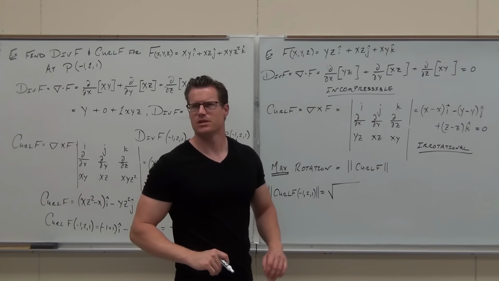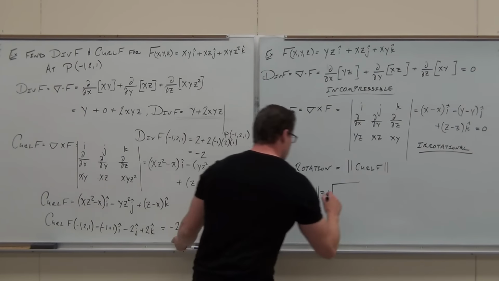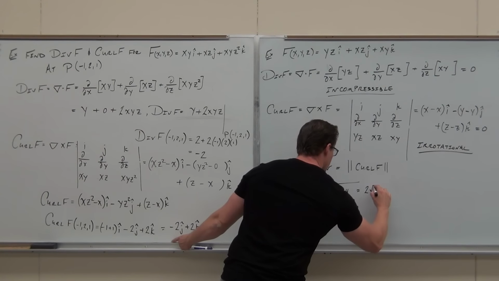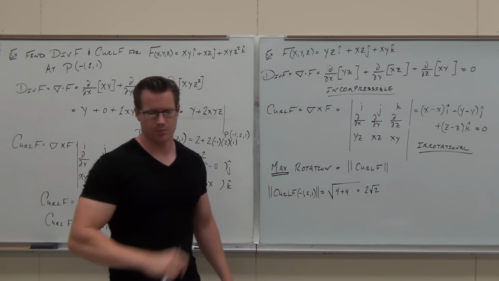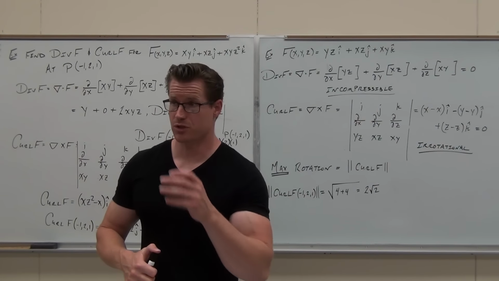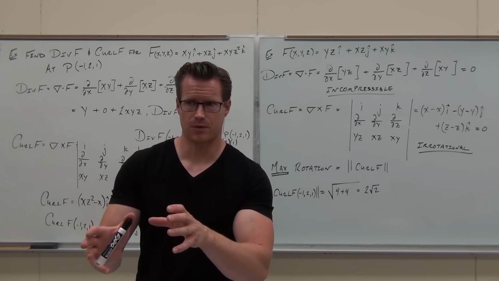Never going to find magnitude? Tell me how you find magnitude. Square them, add them, square root. It would be 2 root 2. That would be the maximum rate of rotation around that particular point. You guys okay on where that comes from?